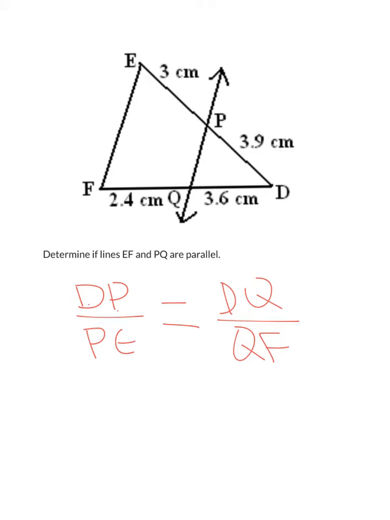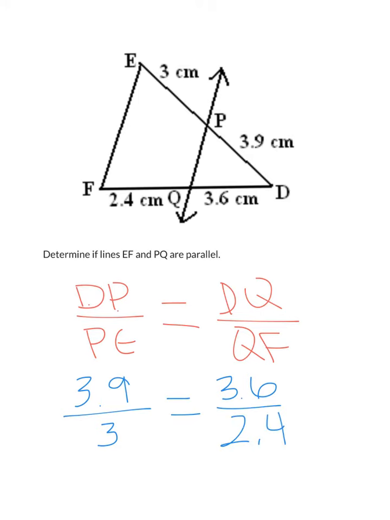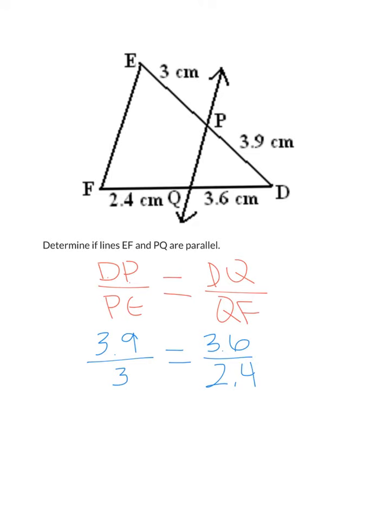So let's go ahead and substitute what each is worth. We have the distance from D to P is 3.9, and PE is 3. And then DQ is 3.6, and Q to F is 2.4. So I'm going to just divide this in my calculator, and I'm going to see whether or not I have actual equal ratios here. In dividing the 3.9 by 3, I got 1.3. And then when I divide 3.6 by 2.4, I get 1.5.